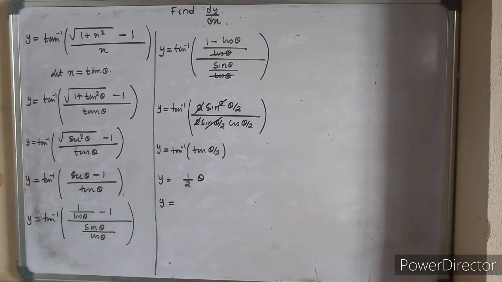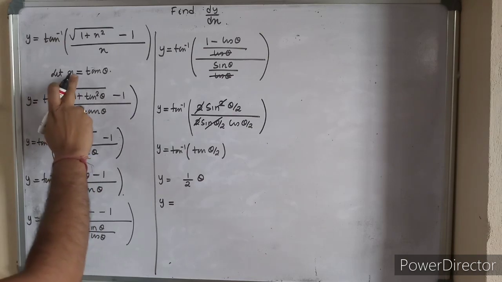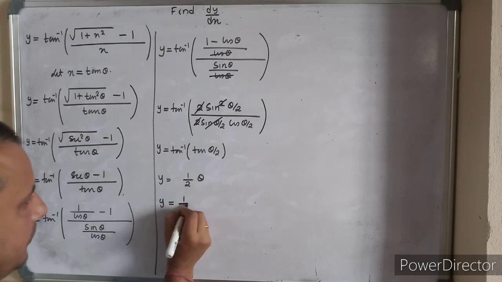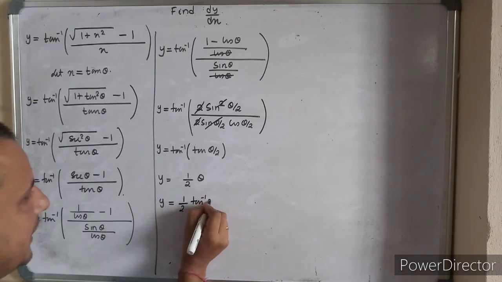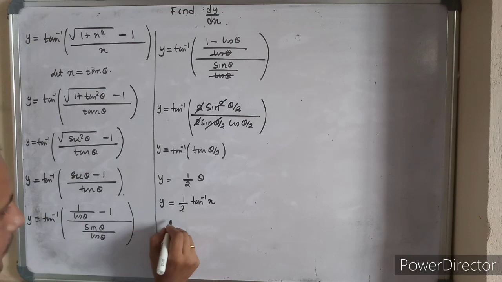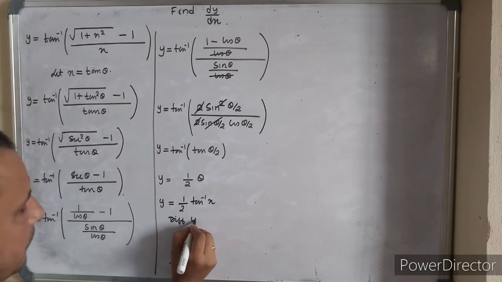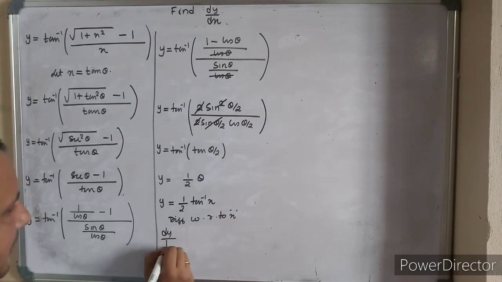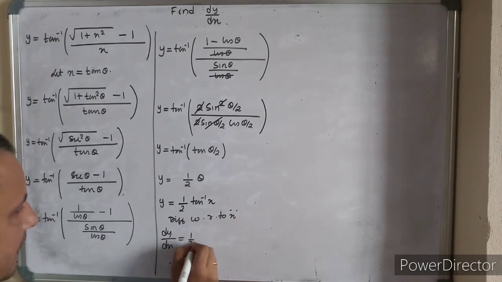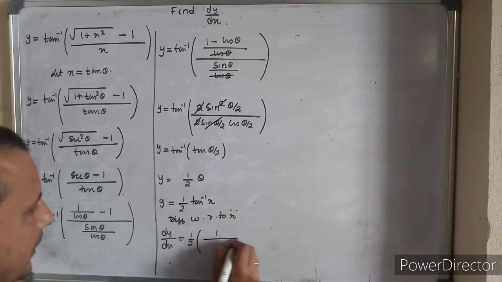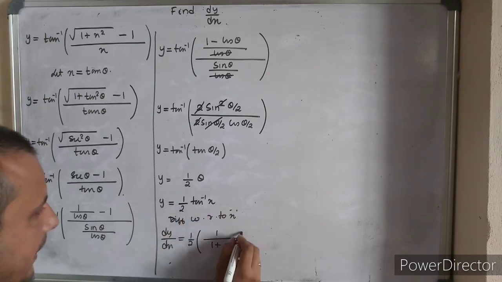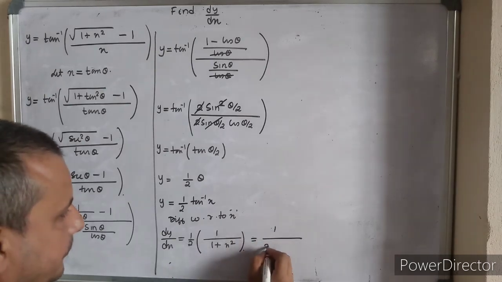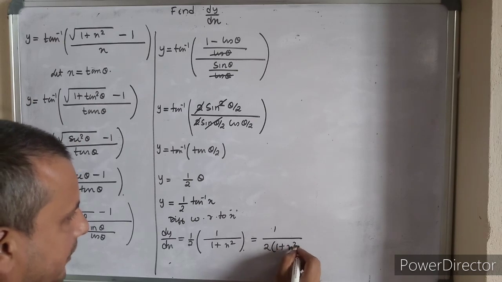Now from the substitution, what will be the value of theta? X equals tan theta, so theta is equal to, if I bring this tan over here, half of tan inverse x. After that, differentiating with respect to x, dy by dx equals half, and the derivative of tan inverse x is 1 by 1 plus x squared. Then the proper answer we can write in this way: 1 over 2 into 1 plus x squared.